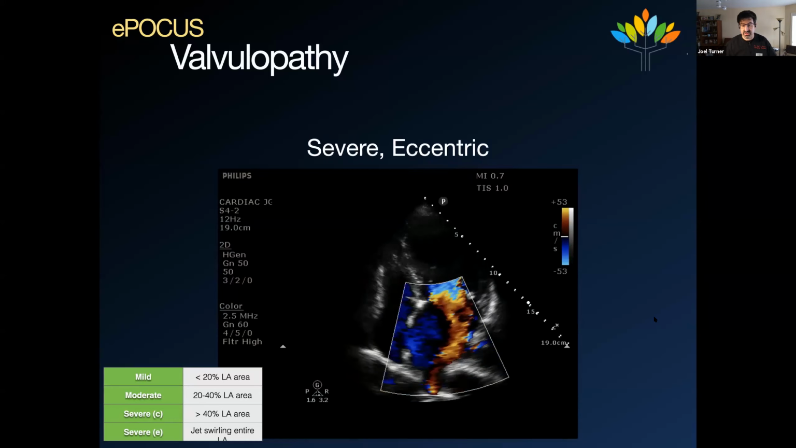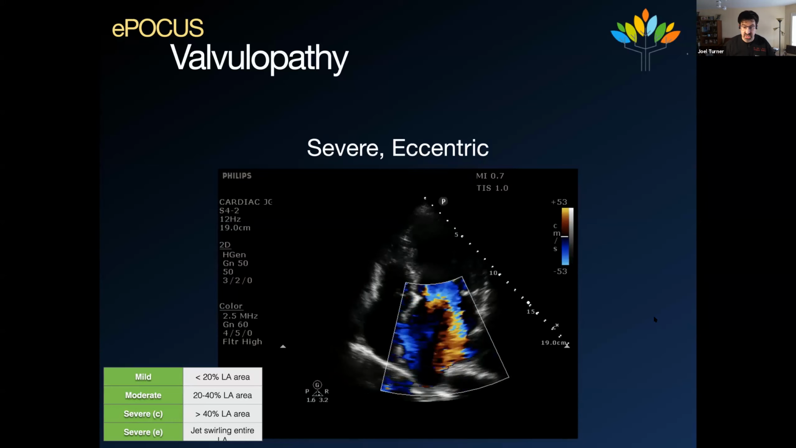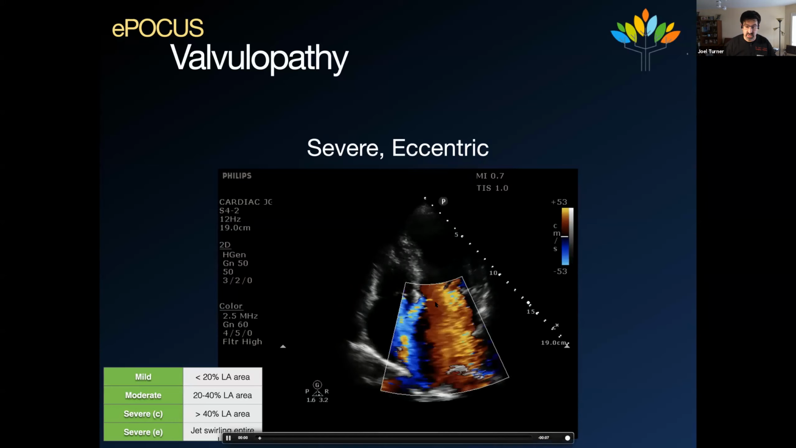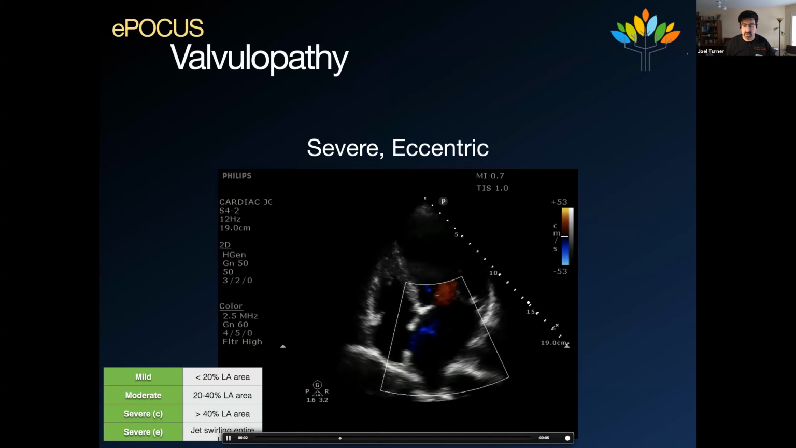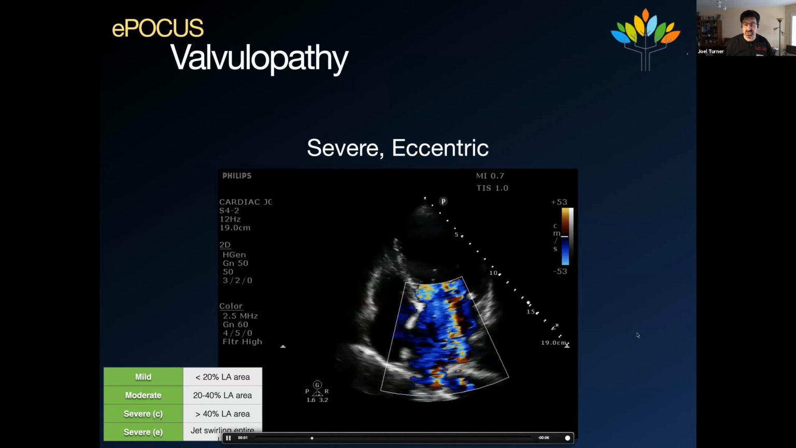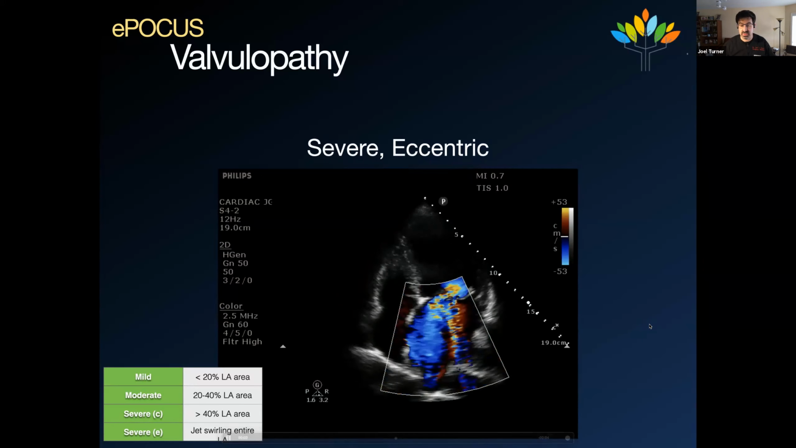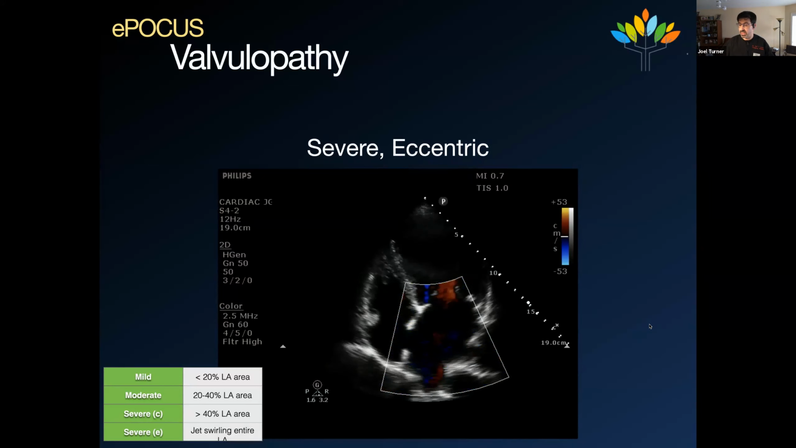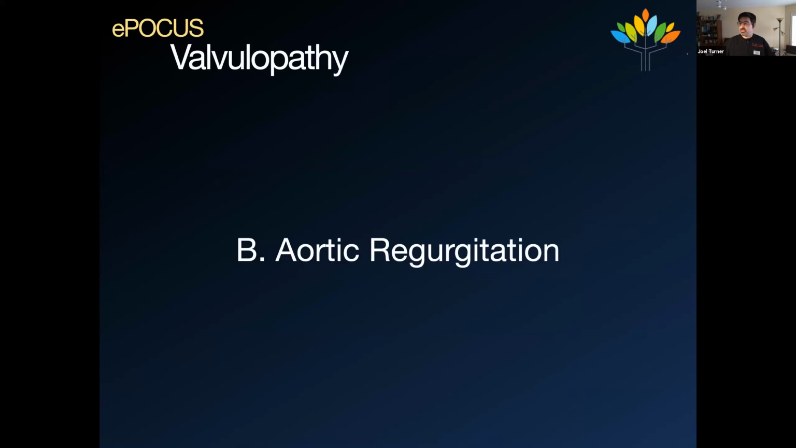And this is another very severe regurgitation. Here is an example of that eccentric jet going down the back wall of the atrium and going up in the same way. So this is a really impressive regurgitation. And obviously, if somebody is symptomatic, you need to get cardiology involved right away for this. So mitral is all about comparing the area of the jet with the area of the left atrium.